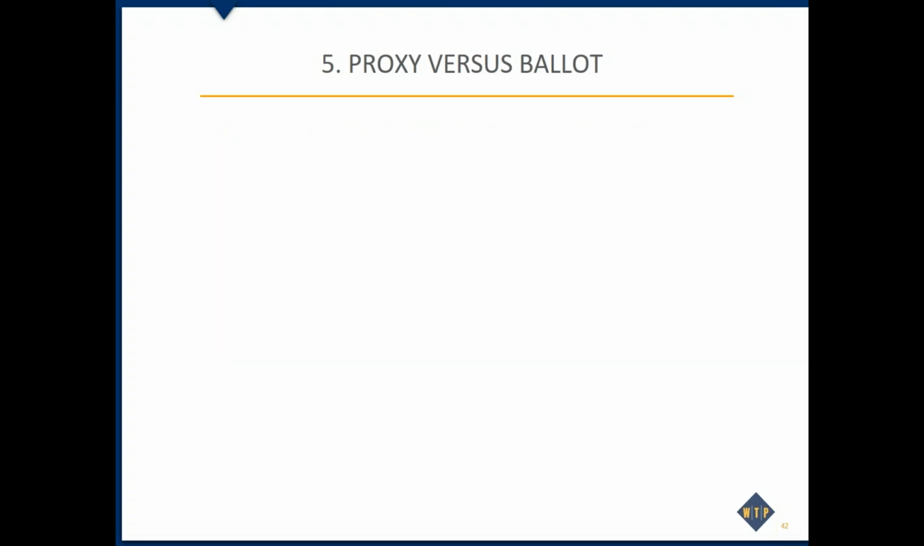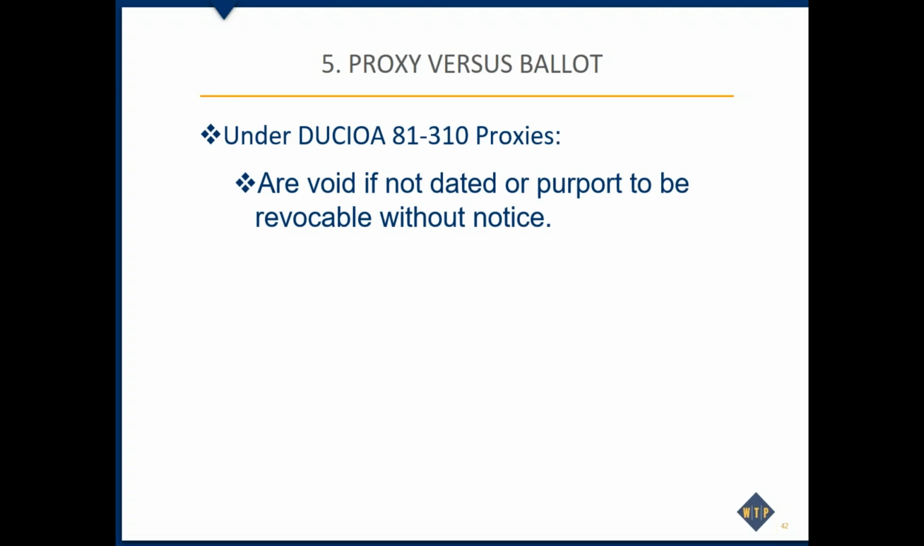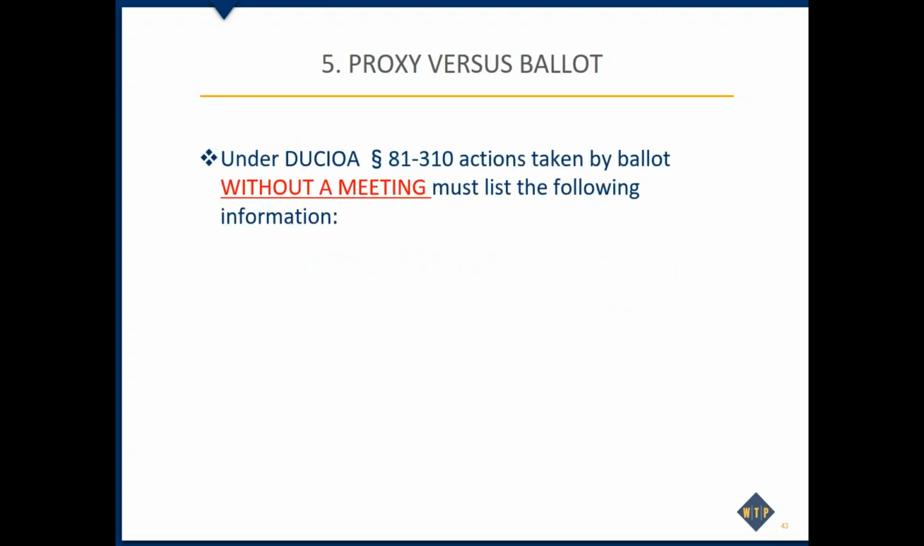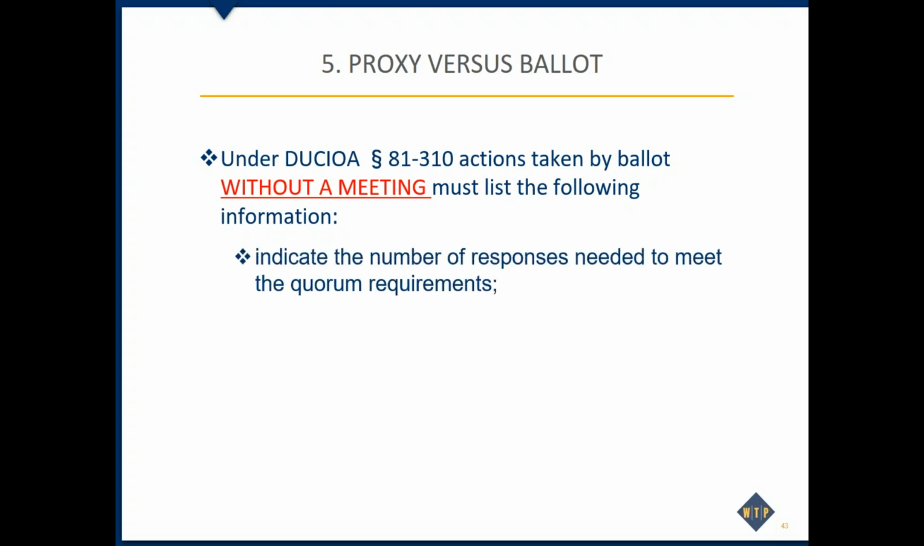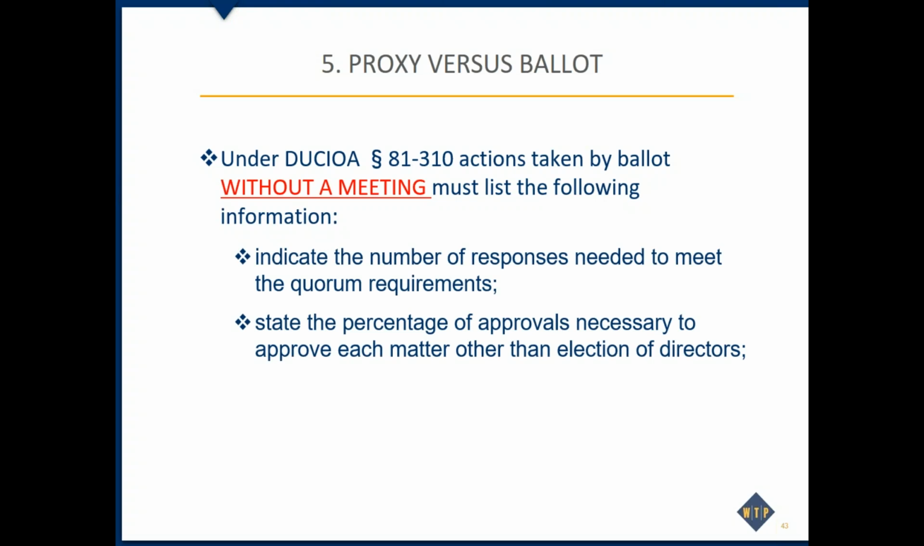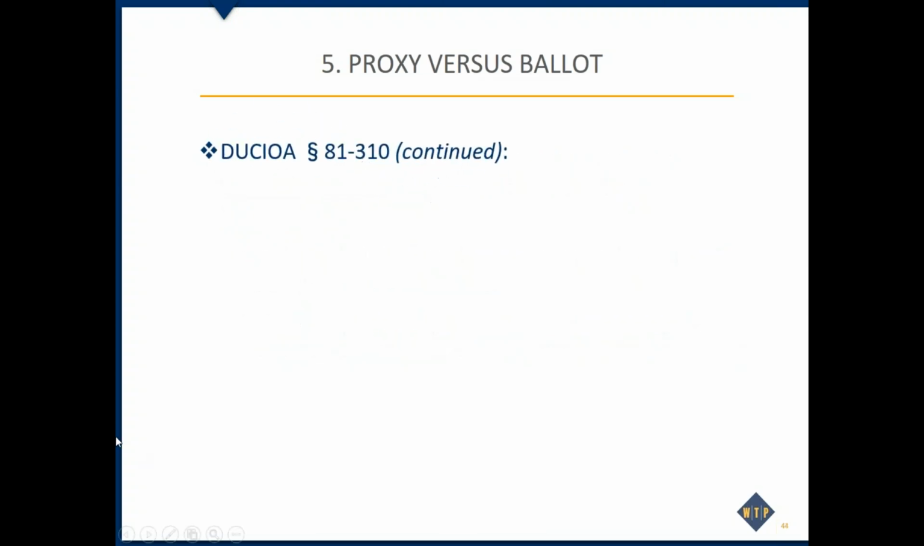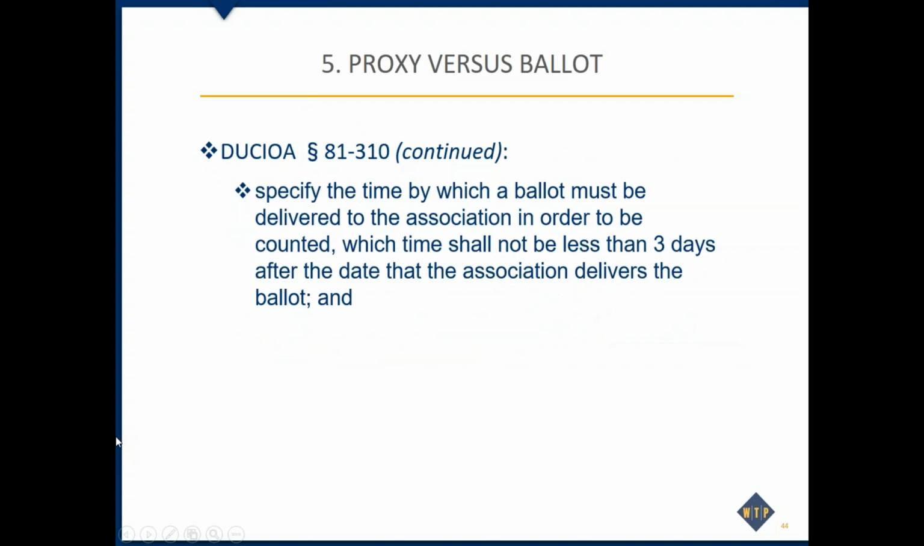Section 310 of DUCIOA says, if you want to have... I'm jumping ahead on slides. Can you jump 2 slides ahead, 1 slide ahead, and then we'll come backwards. So if you want to have a vote without a meeting, the statute requires you to do a couple things. You've got to give written notice to people and indicate the number of responses needed to meet the quorum requirements. You have to state the percentage of approvals that are needed. You have to specify the time the ballots must be received by. And then here's the big one at the bottom.